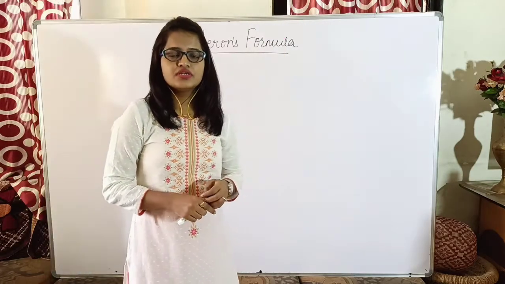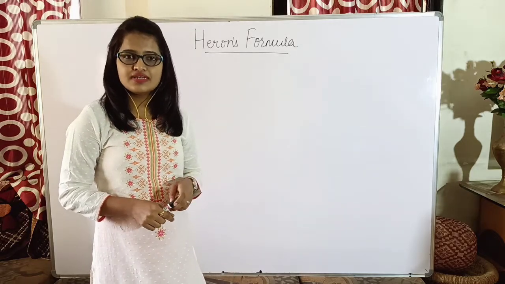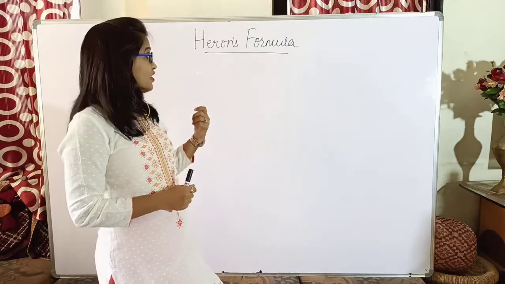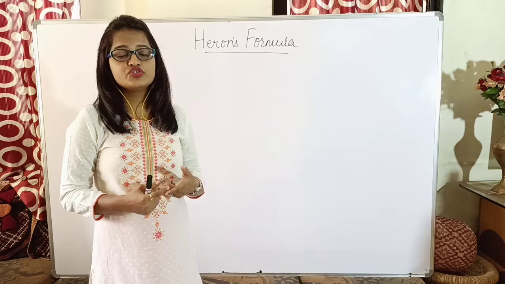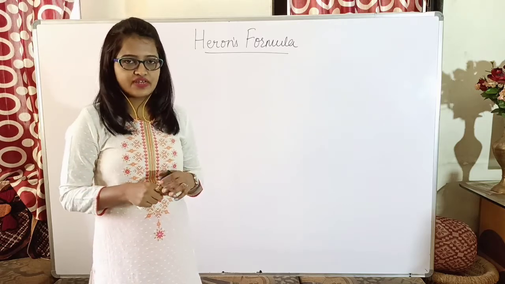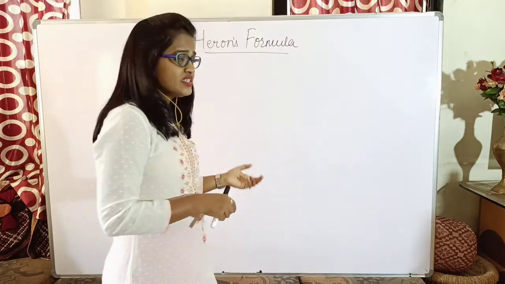Hello students, now we are going to start the next topic from 9th standard and the name of the topic is Heron's formula. Now Heron's formula is a formula which will give us the area of the triangle. Okay, so Heron is the name of the scientist who has derived the formula.